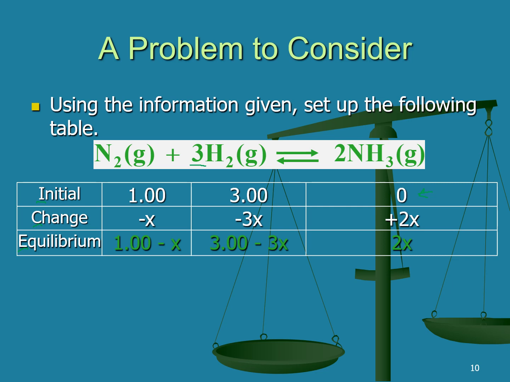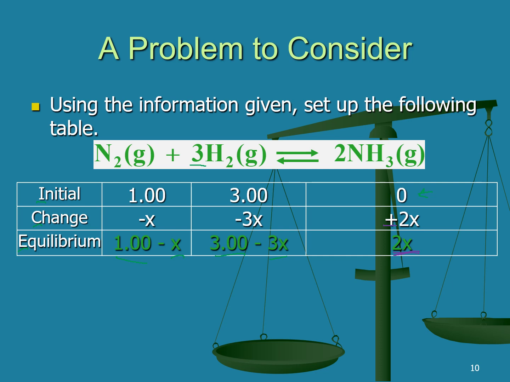We have whatever we started with minus whatever we lost. Here, whatever we started with minus whatever we lost. I think I'll use a different color here. And then here, what we started with 0. In this case, because the products are being formed, that's why it's a plus. And so at equilibrium, we have 2X.